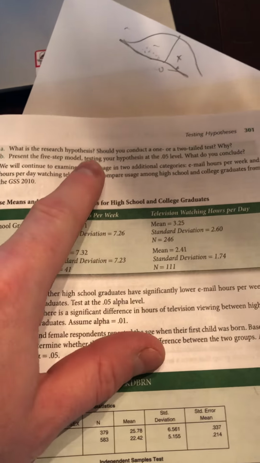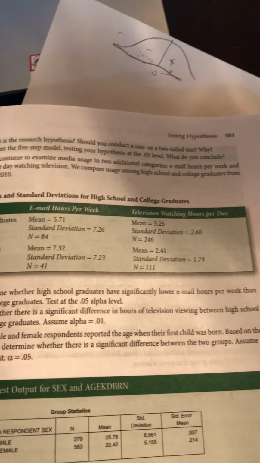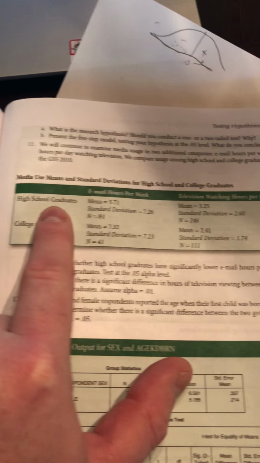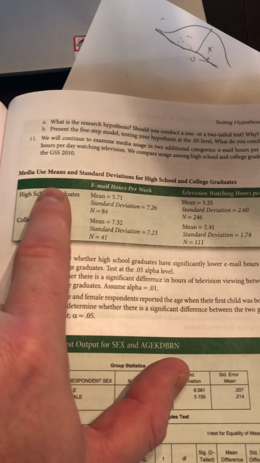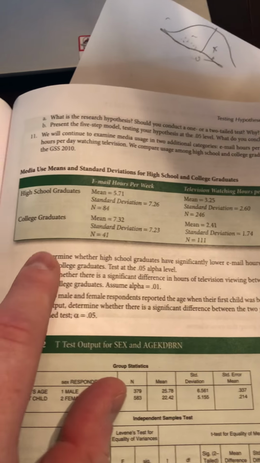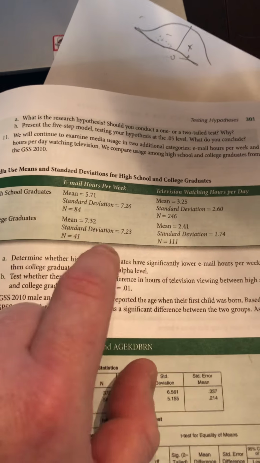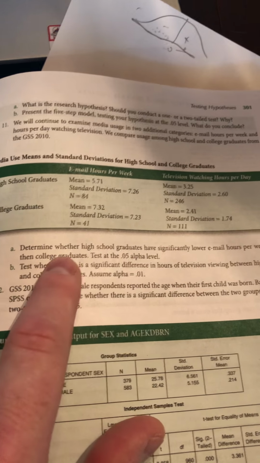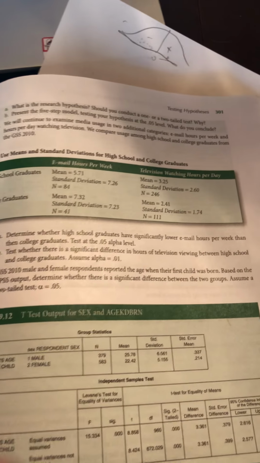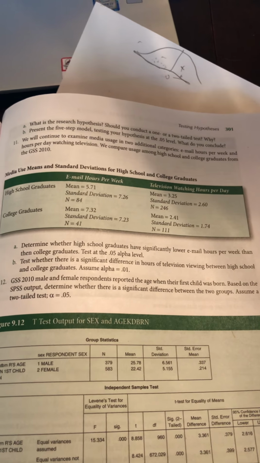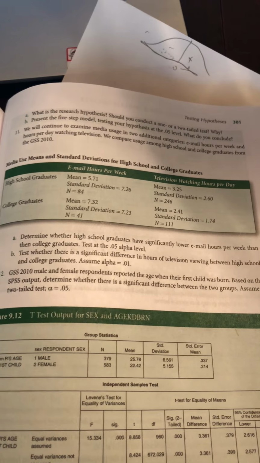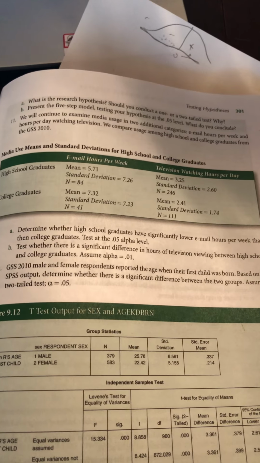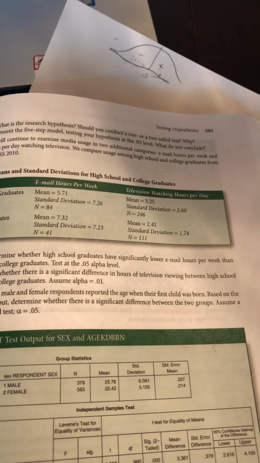Okay, so we're going to look at media usage in 2 additional categories. Basically, the question is media usage between high school graduates and college graduates. So we have high school graduates, email and TV, and college graduates, email and TV. In this first question, the one I'm going to work out, we want to see whether high school graduates have significantly lower email hours per week than college graduates do. And I asked to test at alpha equals 0.05.